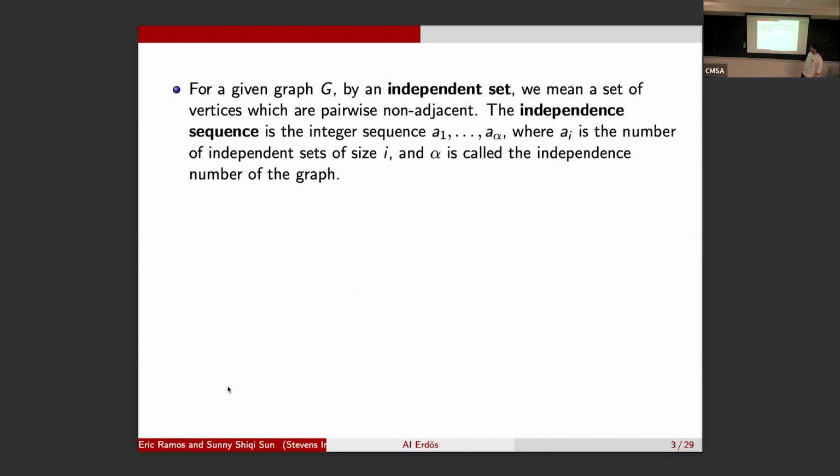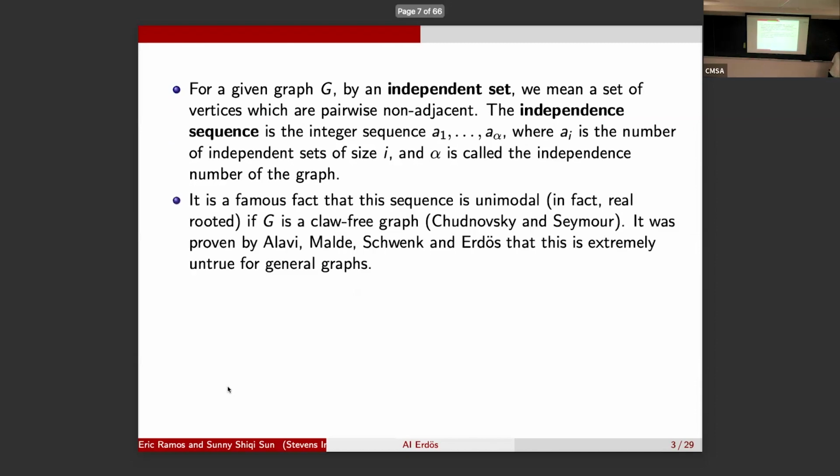For a given graph G, by an independent set we mean a set of vertices which are pairwise non-adjacent. The independent sequence is the integral sequence A_1 up to A_alpha, where A_i is the number of independent sets of size i, and alpha is called the independence number of the graph. I'm sure all of this is known, but I just want to make sure we've standardized our terminology. It is a famous fact that this sequence is unimodal and in fact real-rooted.